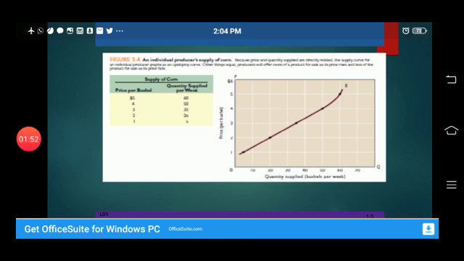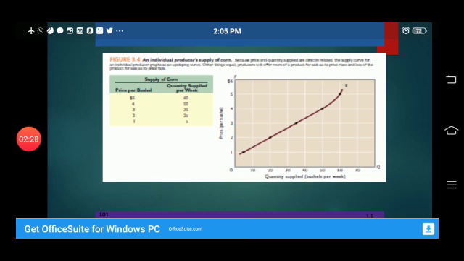At price 5, they are supplying 60 bushels. At price 4, they are supplying 50 bushels. At price 3, they are supplying 35 bushels. At price 2, they are supplying 20 bushels. And at price 1, they are supplying 5 bushels. So we may clearly see that as the price is decreasing, they are supplying less and less, because no producer is bound to supply more and more at decreasing prices. He would be happy to sell less at lower prices and more at higher prices.